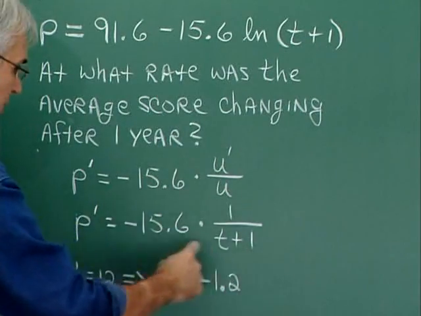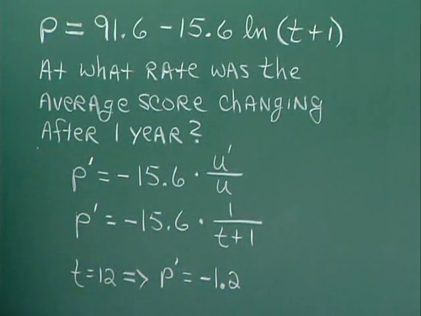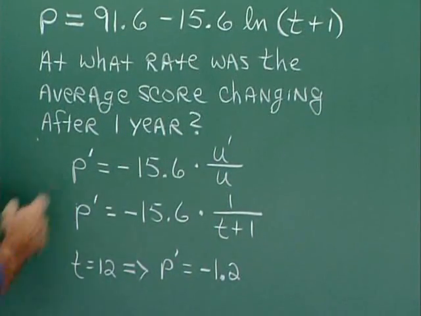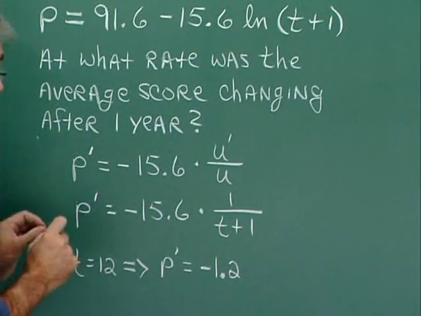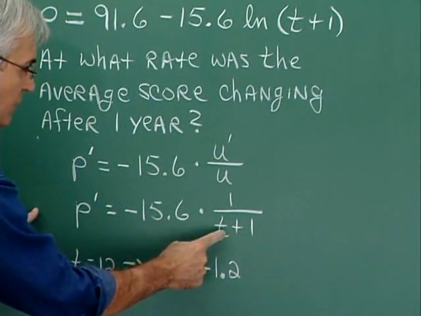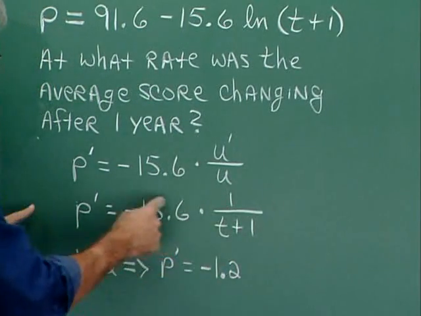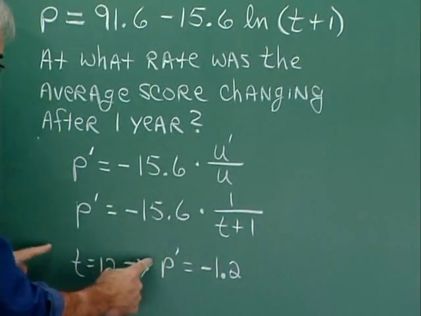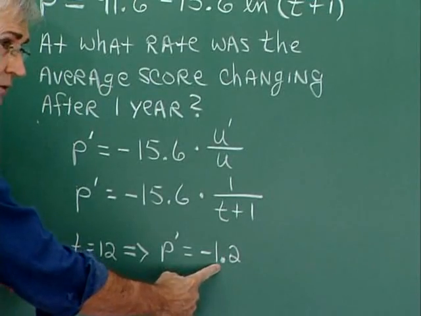So we have this. And now we just pop in the information that we want for the period of time. 1 year, well, that's 12 months. Remember, t was in months. So that's 12 months. So we pop a 12 in here. 12 plus 1, that's 13. 1 over 13 times this. We find P prime to be negative 1.2.